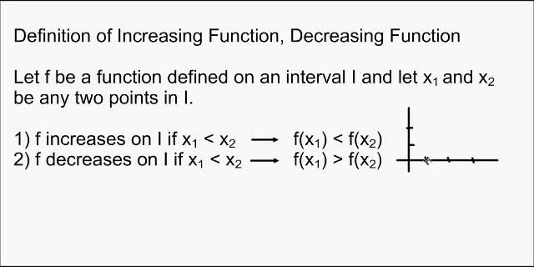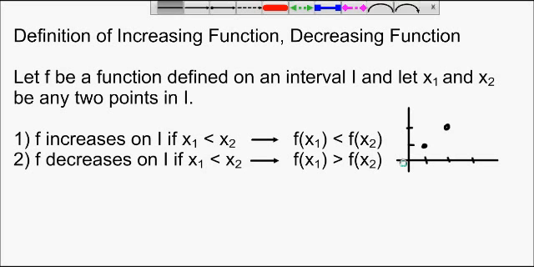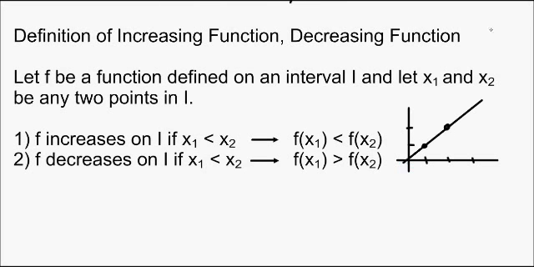That would be like this. So (1, 1), that's a point. 2 is bigger than 1. 2 is bigger than 1. So when I connect these points, you see that the graph is going up. My smaller x value has a smaller y value, and the bigger x value has a bigger y value.